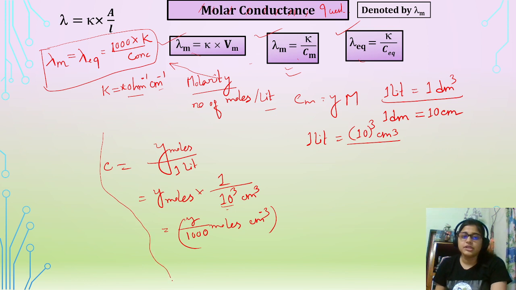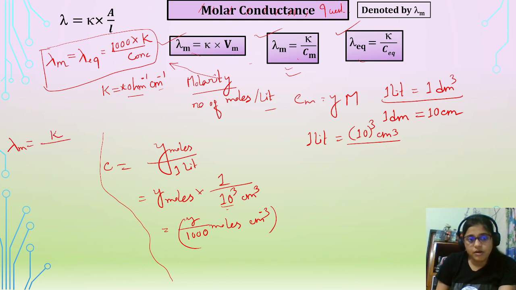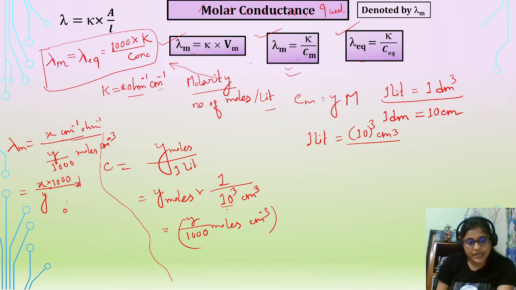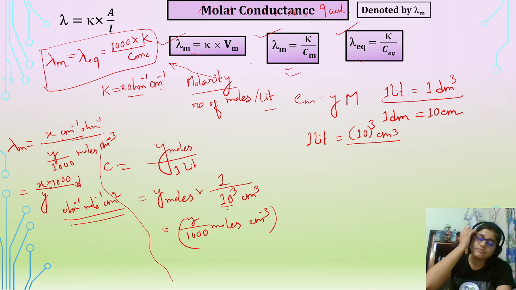Now we have to put the concentration in the lambda m. So lambda m was kappa by c, we know. So the kappa value is X S cm inverse, that is ohm inverse cm inverse. And now the concentration we can write because the units are the same: Y by 1000 moles cm minus 3. Now it will be X by Y and 1000 will go upside, right? It will be 1000, and the unit will be, I'm writing here, ohm inverse, mole inverse and cm square, right? Right or wrong? Tell me.